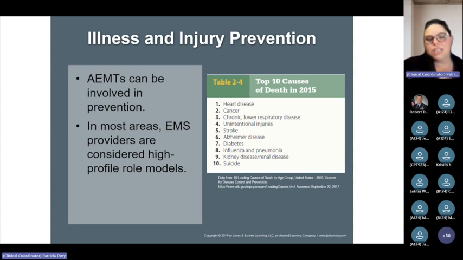So advanced EMTs and EMTs can be involved in prevention. And in most areas, EMS providers are considered high profile role models. So I'm going to pull off of this right here and just talk about, we are role models. Did you know that? Did you know that when you step off that truck that you are a role model? Did you know that they look at the way you're dressed and they immediately, within 3 seconds of looking at you, have made a decision in their head on whether or not you're professional enough to take care of them? Yes, you're a role model.